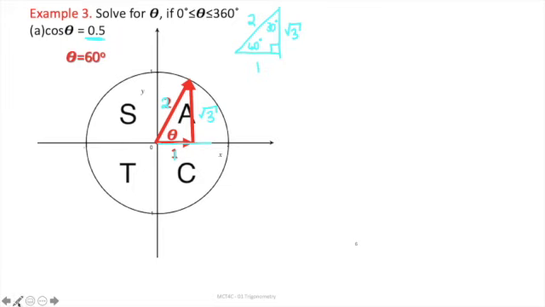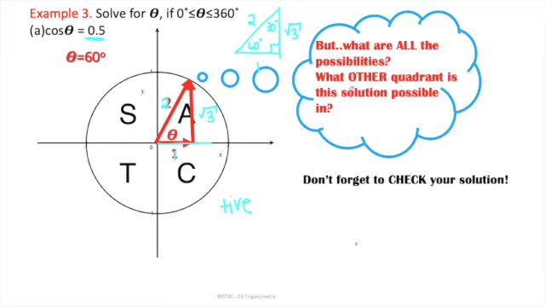However, that is theta 1. You do need to figure out if there's more than one positive cos, which you know that there is. So where else is cos positive? It is positive down here in our fourth quadrant. So you can also find another angle. Make sure that you are thinking of all the other possibilities. What other quadrant is it possible for this solution to be in? It is going to be in that fourth quadrant as we just talked about.